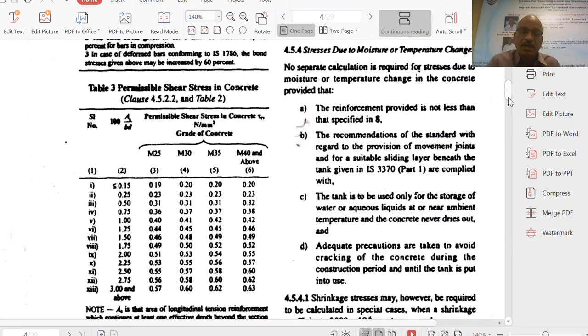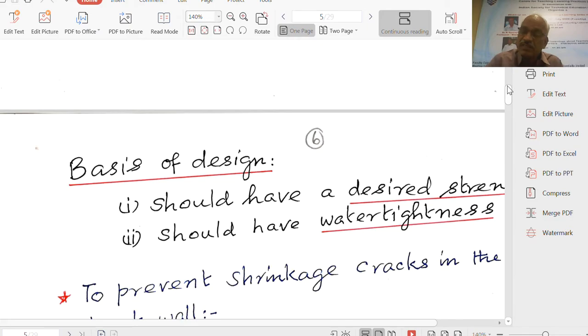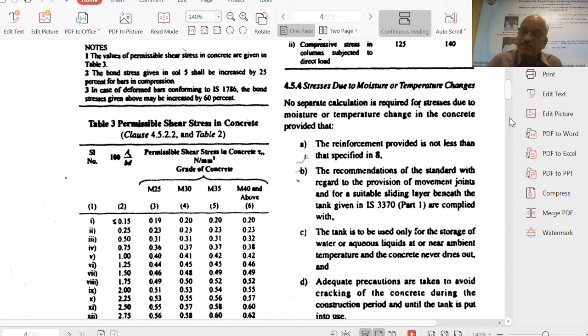So these are the permissible shear stress values. Normally permissible shear stress will be found based on the percentage of steel, 100 As by bd, and the concrete grade: M20, M25, M30, M35 and M40 and above. So you have to find out the allowable stress based on the percentage of steel and the grade of concrete, right? Anyway, we'll discuss all these values one by one as and when required.